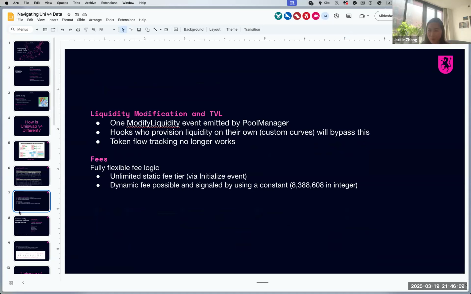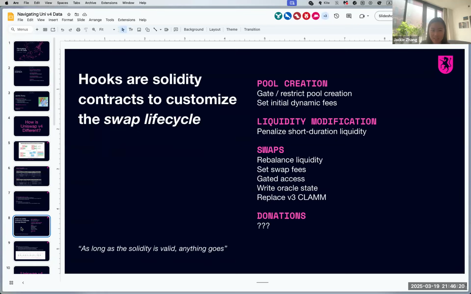I will go into the hooks a little bit more now, to further explain what sort of analysis or data things you can do with hooks. To start, I borrowed a slide from our protocol engineer Sauce on how he introduced what hooks are. Hooks are just Solidity contracts to customize the swap lifecycle. And as long as the Solidity code is valid, anything goes, right?